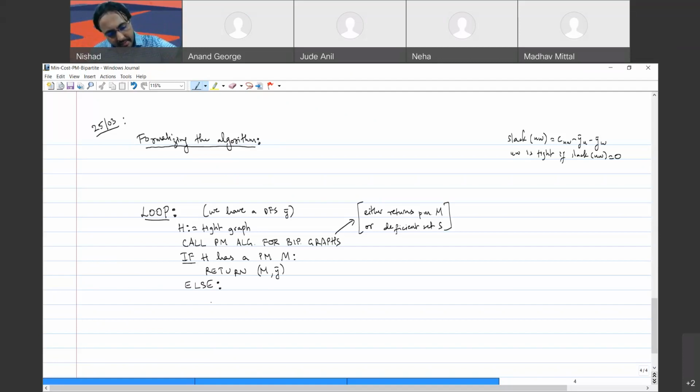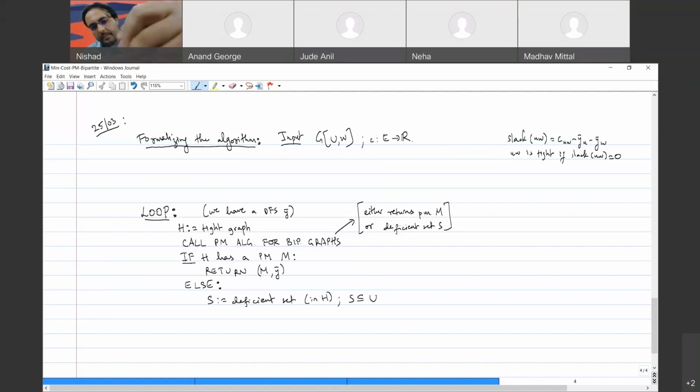let S denote the deficient set returned by your perfect matching algorithm. Right, so this is a deficient set in the graph H, and our algorithm will make sure that S is a subset of U. Just to remind you, our input is G, U, W, right? And C is our cost function from the edges of the graph to the reals. Right? And I'll also say G is (V, E), where V is U union W. Okay.